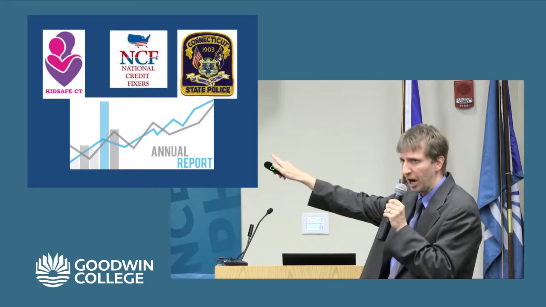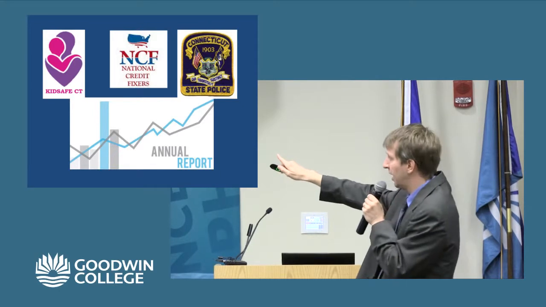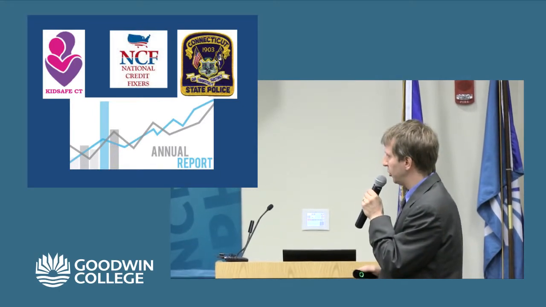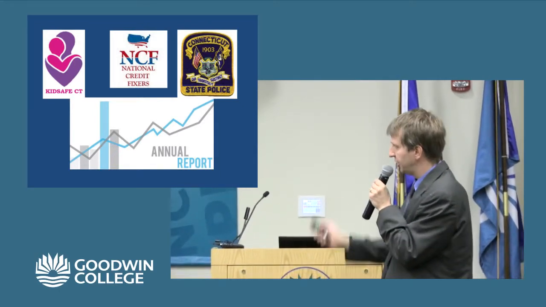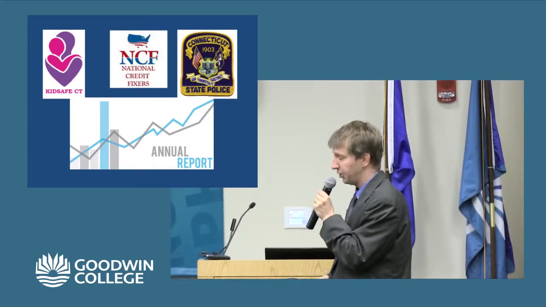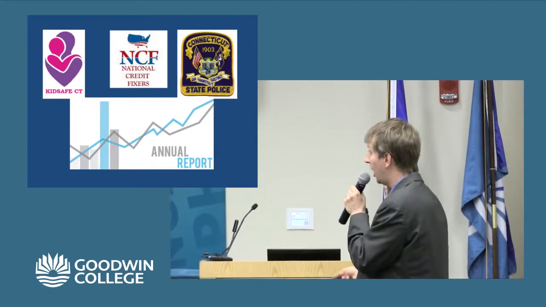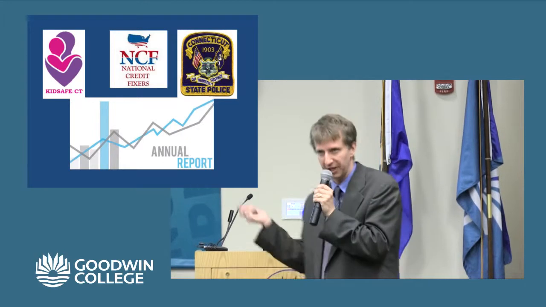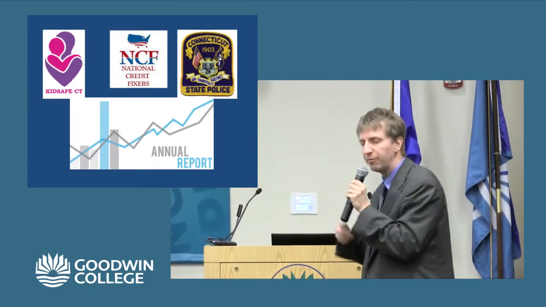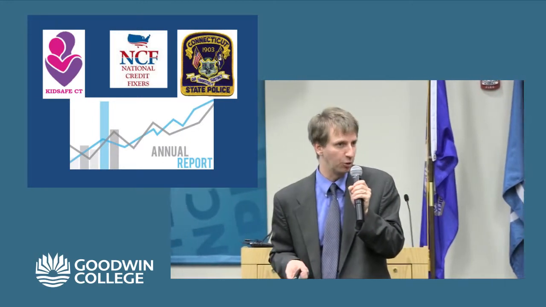But what we've been doing this year in English 325, which we'll be talking about tonight, is we've been partnering with 3 specific organizations. Kids Save Connecticut, which is a nonprofit devoted to helping prevent child abuse and neglect. National Credit Fixers, which is a private company that's devoted to helping people fix their credit scores. And the Connecticut State Police Union, which is obviously the union for the Connecticut State Police. And we've been writing annual reports for these organizations.